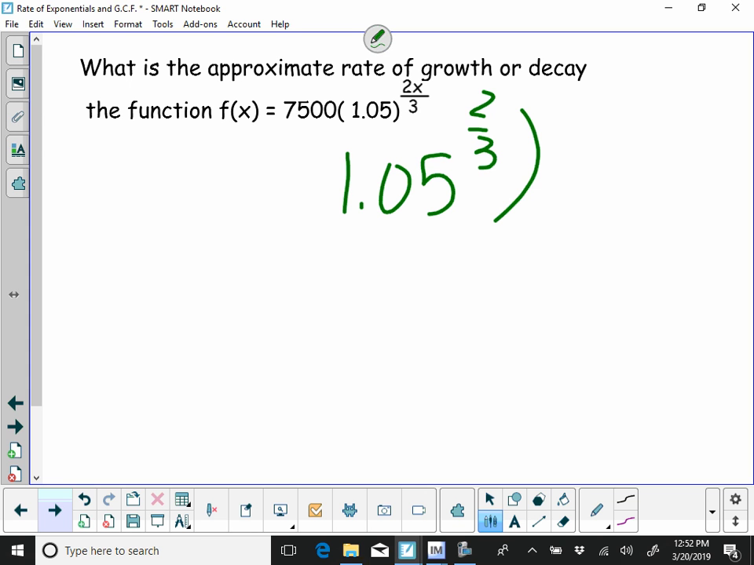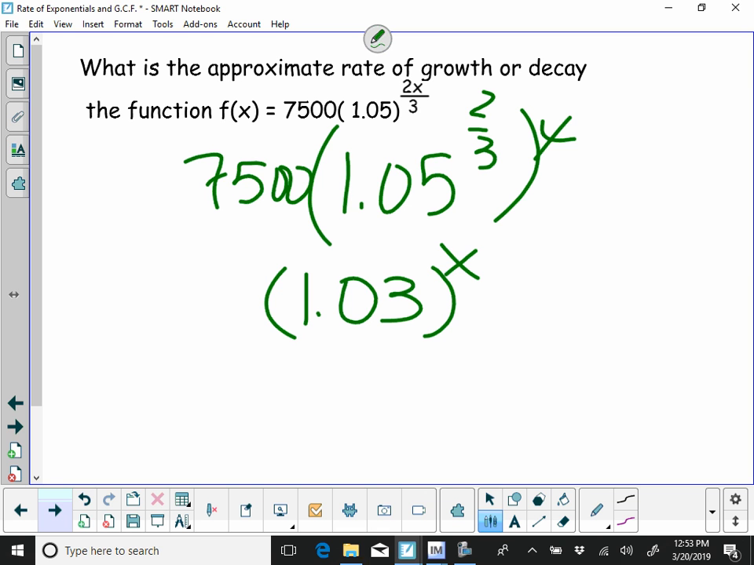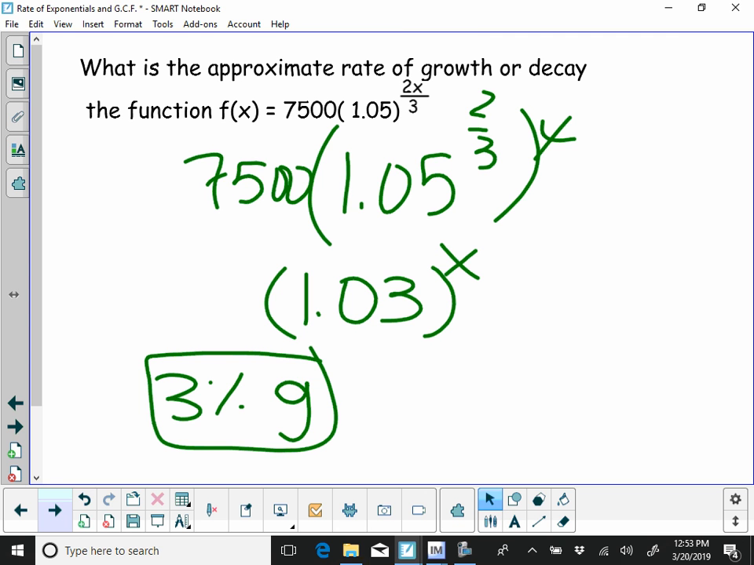Okay, to the 2/3 to the x. And that gave you 1.03. Okay, so what is our rate of growth or decay? 3% growth, because you move 2 places over. How much do you pay? $200. Alright, so 3% growth here.